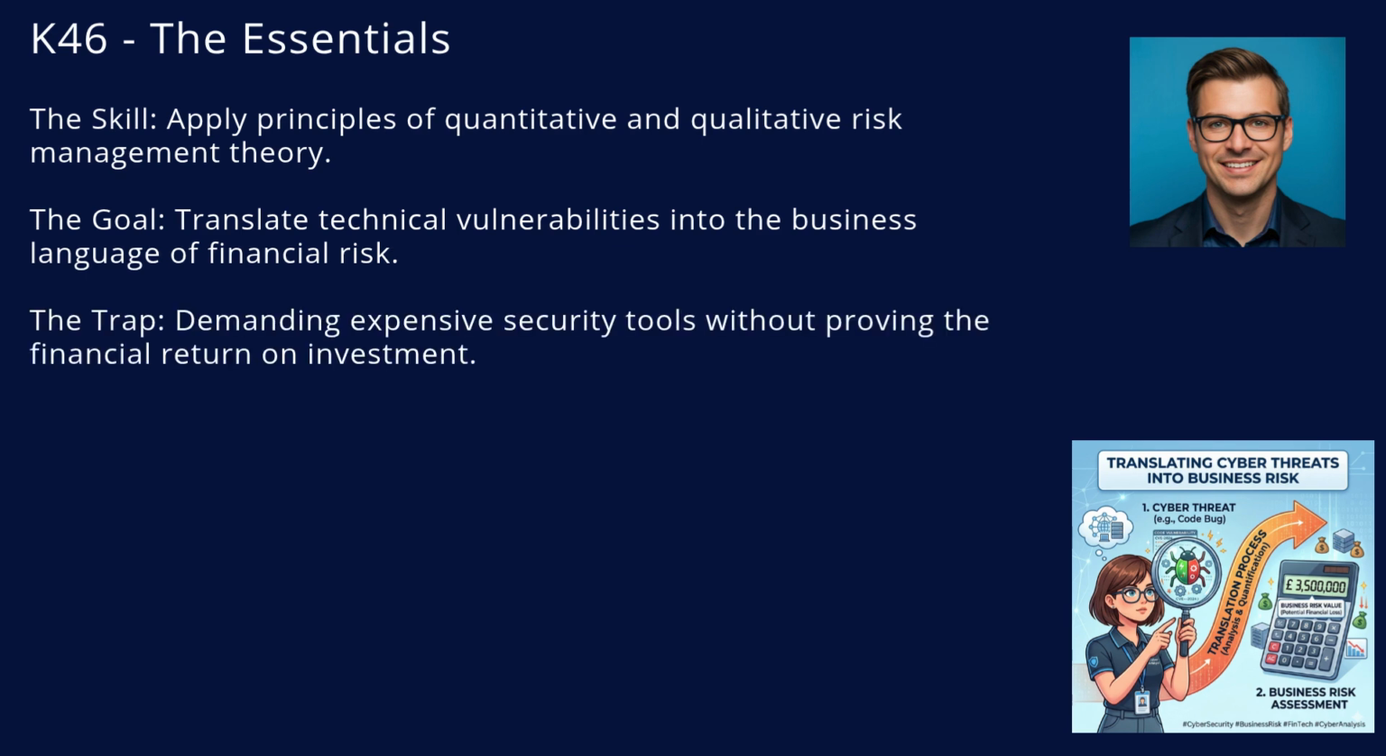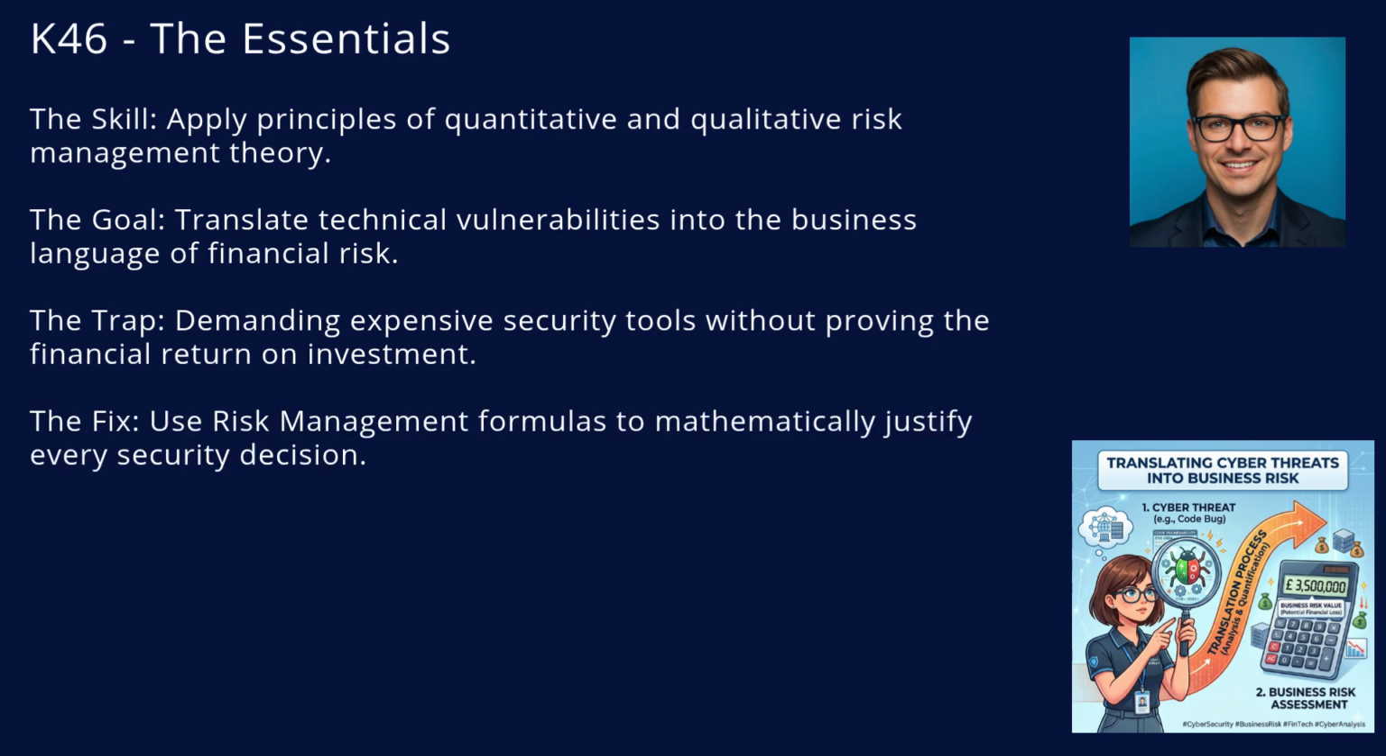The biggest trap junior analysts fall into is acting like alarmists. They demand expensive security tools to fix minor bugs without ever proving the financial return on investment to the board. The fix is to use risk management. By applying established matrices and mathematical formulas, you can logically justify every single security decision you make.